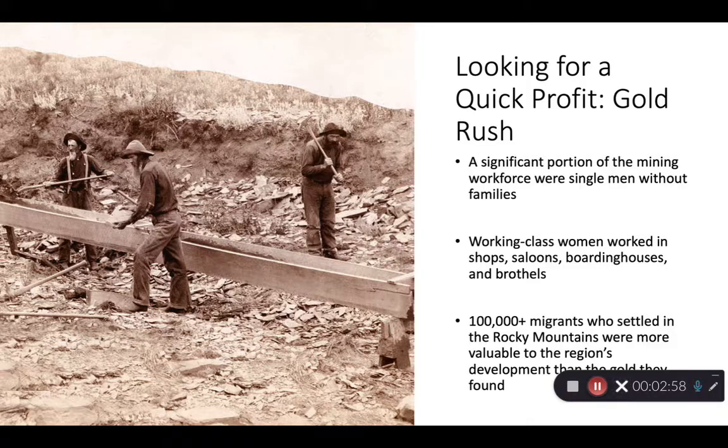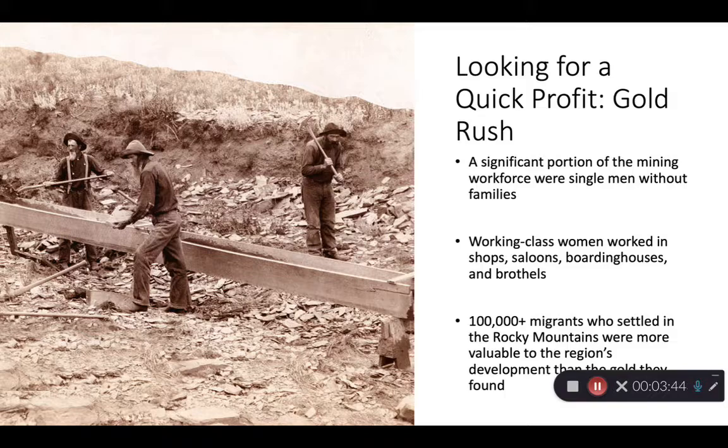One of the major reasons that a lot of people moved out west was economic, to gain money. And what they felt was perhaps going to be the easiest way was looking for gold. So a significant portion of the mining workforce were single men without families. And this makes sense, because if you're uprooting your life and moving out west and you may or may not get rich, you don't really want to move a whole family out there, because if you don't get rich, you kind of moved your family out there for no reason. So it makes a lot of sense that single men were doing this without families.